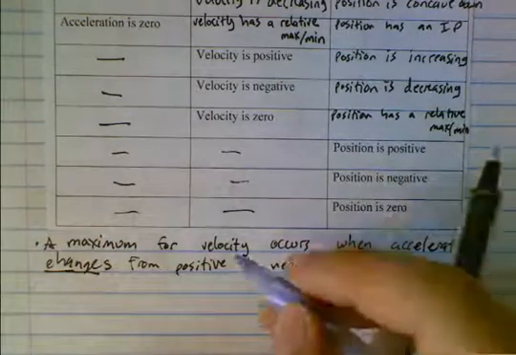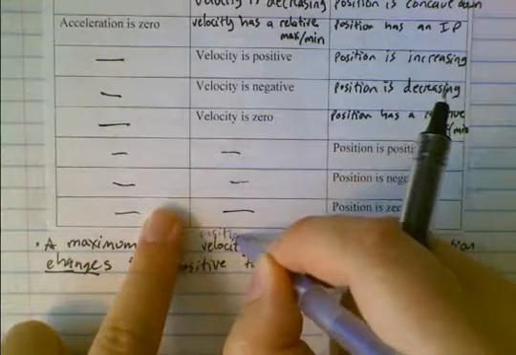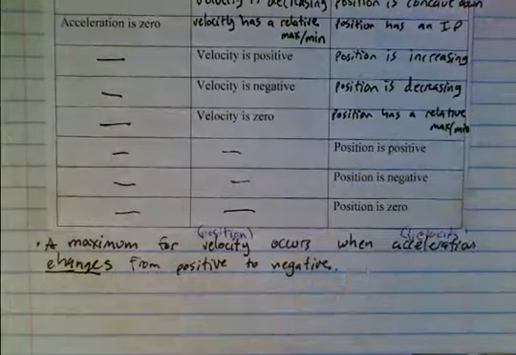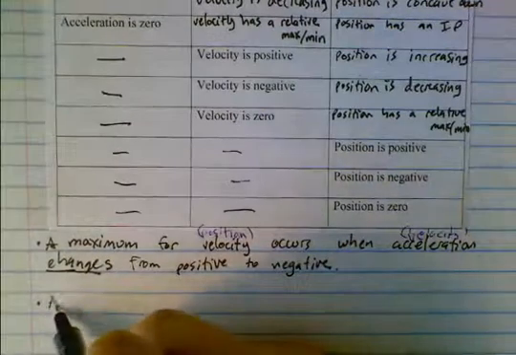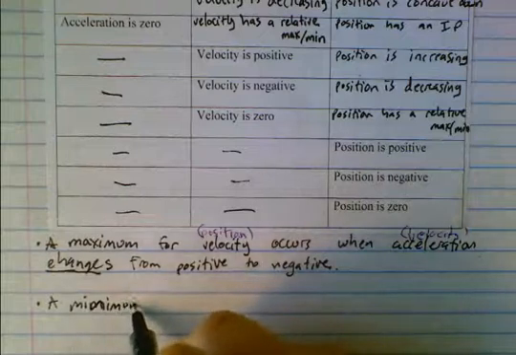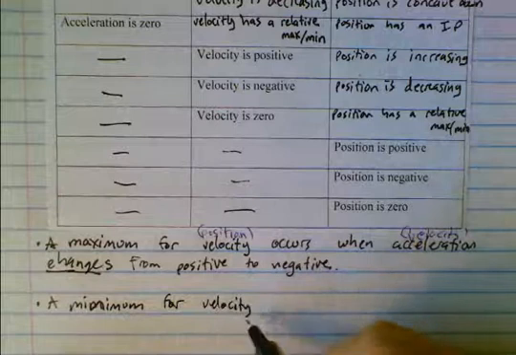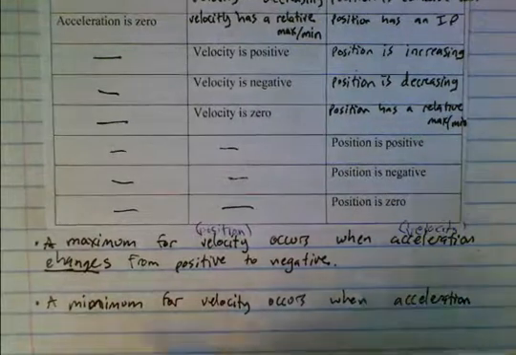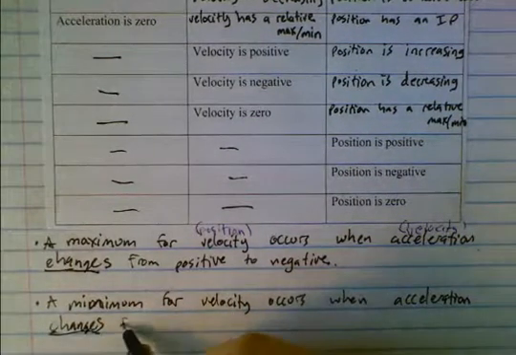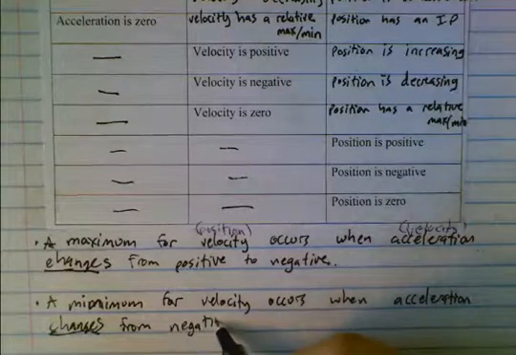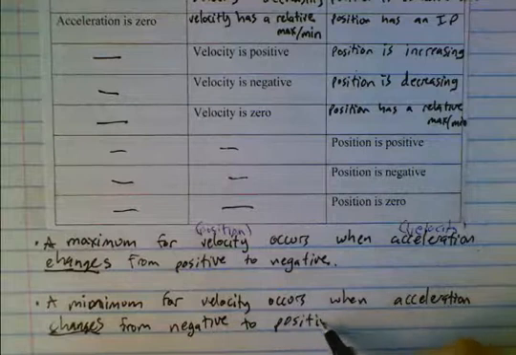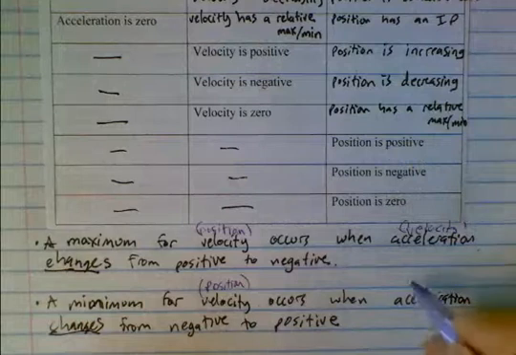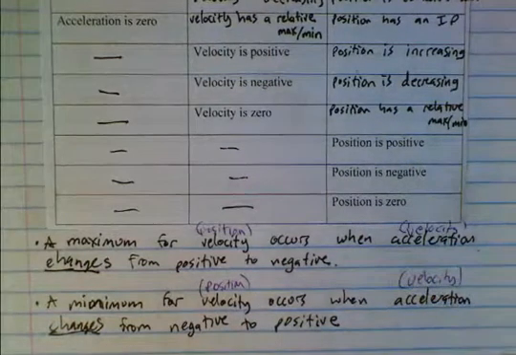And that also holds true for velocity to position. A maximum for position occurs when velocity changes from positive to negative. And similarly, a minimum for velocity occurs when acceleration changes from negative to positive. Same thing for position, which has a minimum when velocity changes from negative to positive.